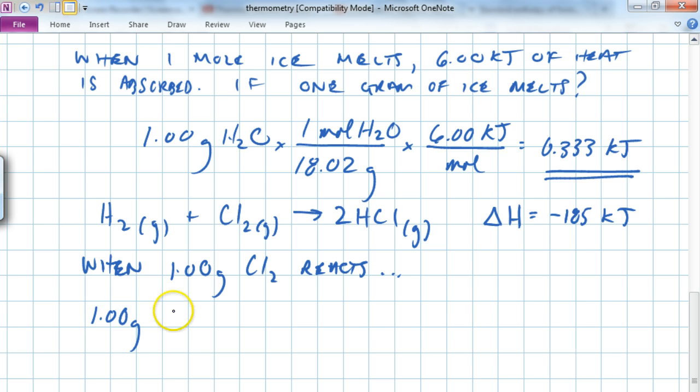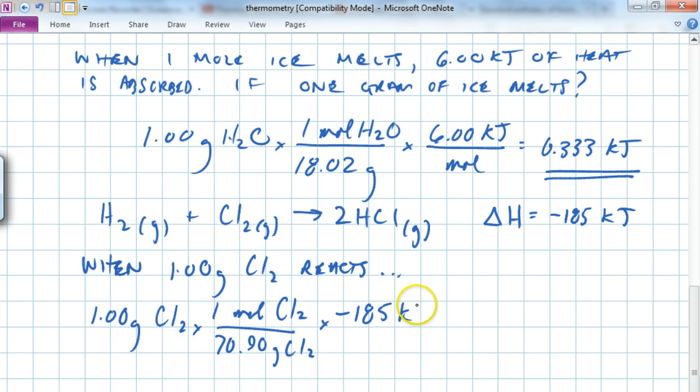We're using the factor label method here. 1 gram of chlorine, 1 mole of chlorine, 70.90 grams of chlorine, negative 185 kilojoules. Remember, the negative simply indicates that the heat is being released. There's no actual subtraction that's going to be going on here or anything. And this comes out to negative 2.61 kilojoules.